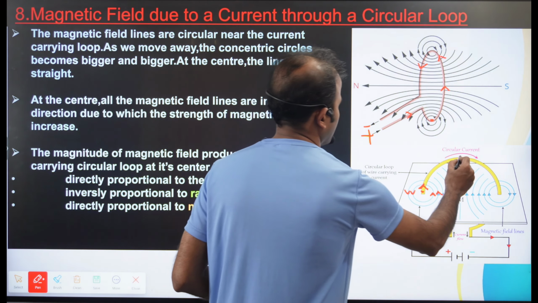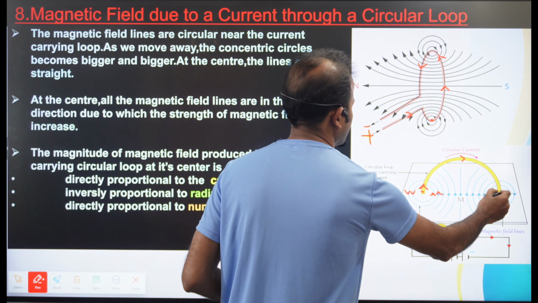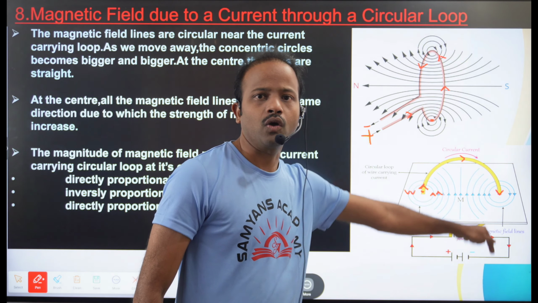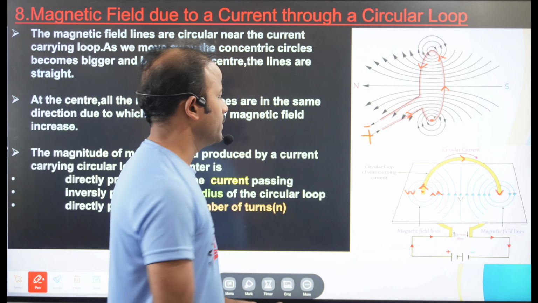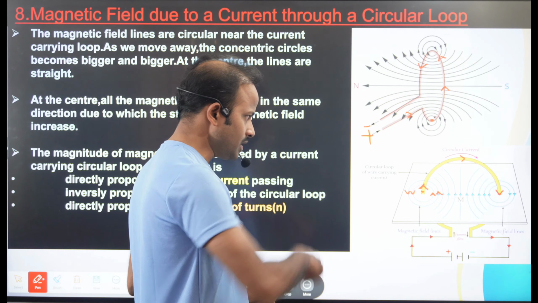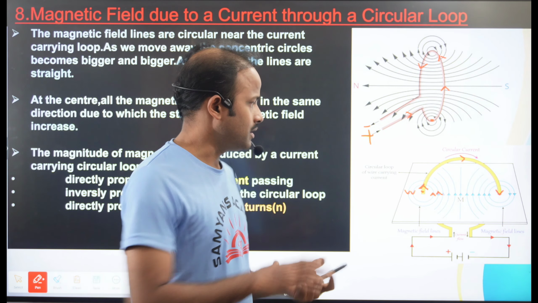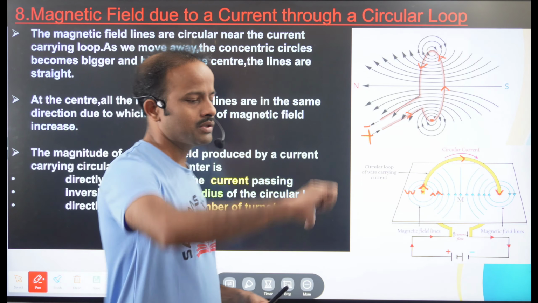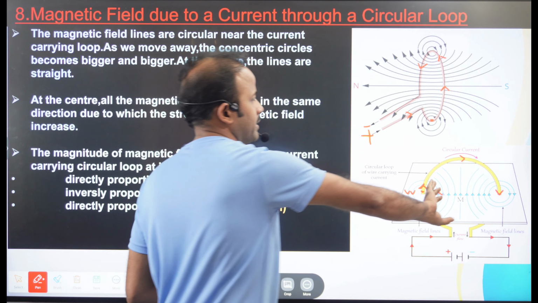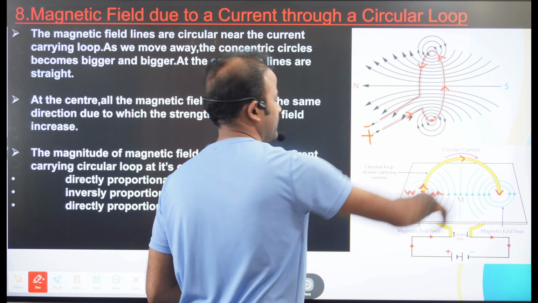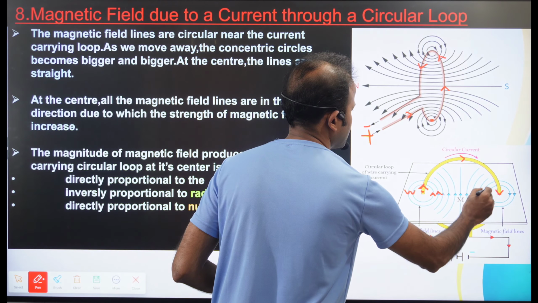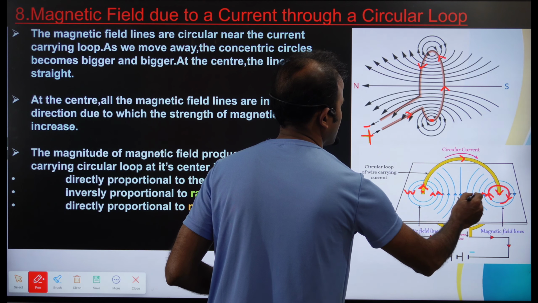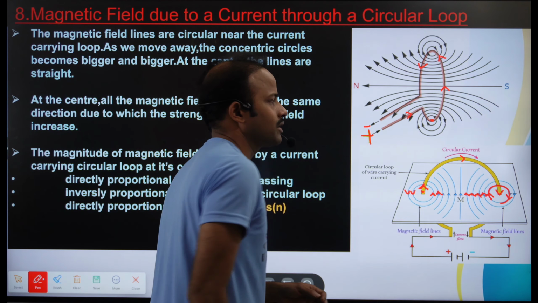When you come to here, now current is moving in the downward direction. So how will you decide the direction of the field lines? Using the right hand thumb rule, you stretch your thumb in the downward direction. The curling fingers indicate the direction of the field lines. Now all field lines are moving in the clockwise direction.